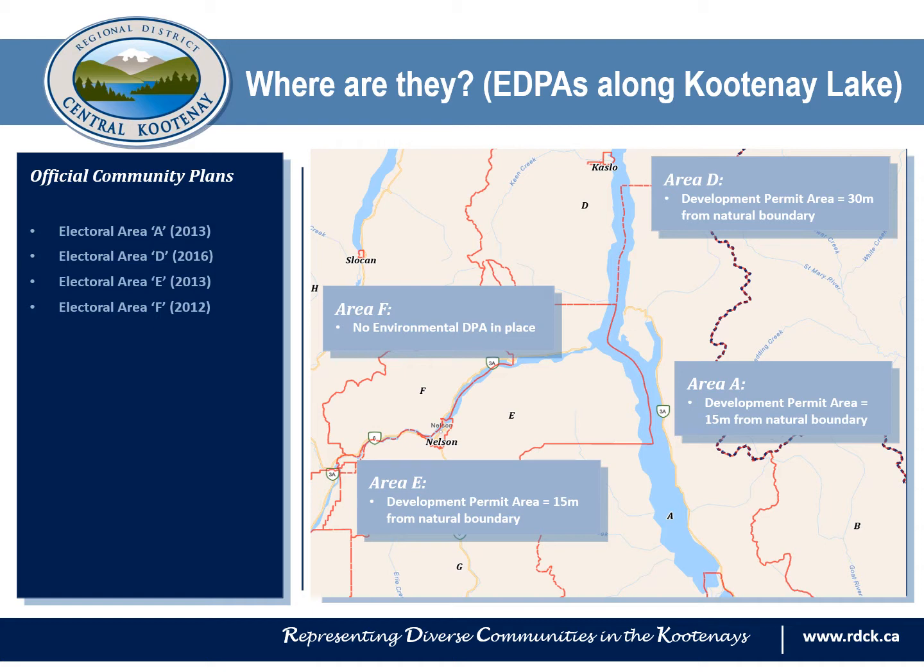It should be noted that these DPAs can also cover rivers, creeks, wetlands, and some ravines. So it's important to speak with the planning department at the RDCK to make sure you have the correct permits in place before starting any work that might disturb these sensitive areas.